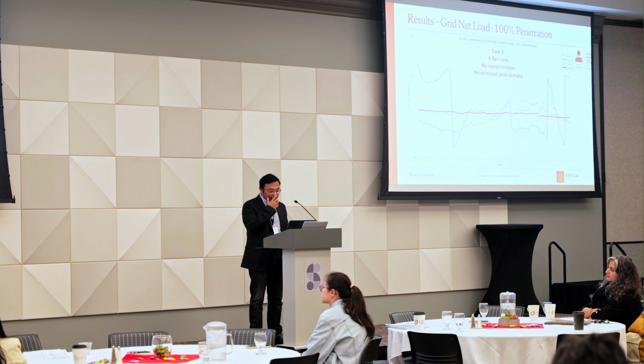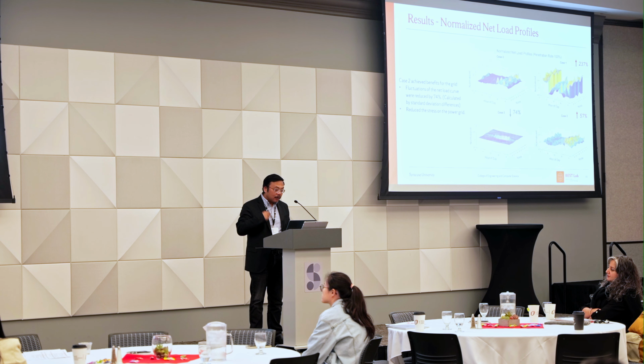If you look at case 2, you balance grid stability and also reducing the utility bills for users. So it's a totally flat curve. There's no overgeneration and no increase in peak demand. It's as flat as possible for the overall day. We also ran more cases, and this is the normalized net load profile. You can see in case 2 the fluctuation is reduced by 74% compared to case 0. But in the other cases, case 1 and case 3, if we don't consider grid stability, you can see the load fluctuates a lot in the daytime, which will potentially cause a blackout of the power grid.